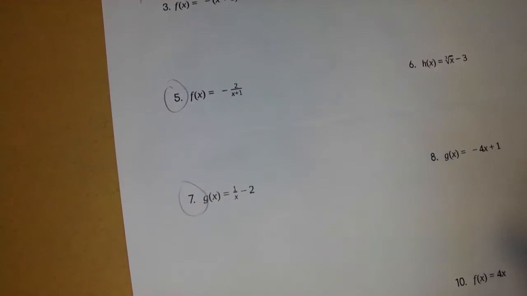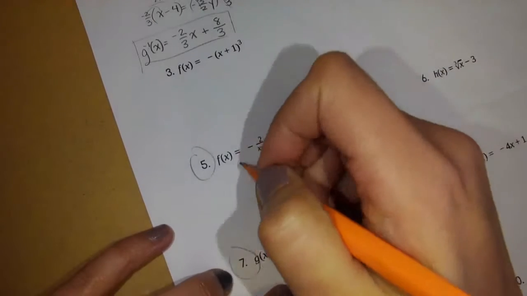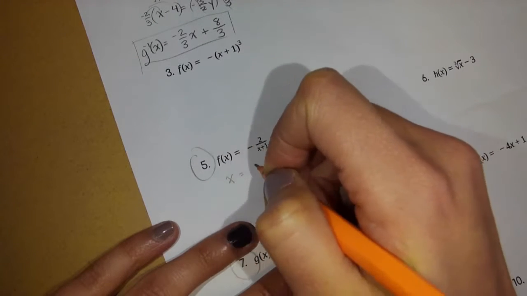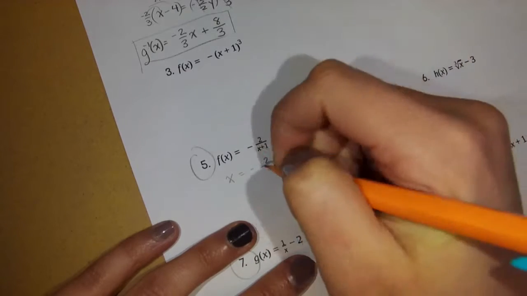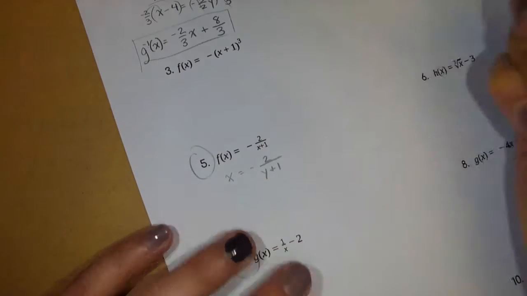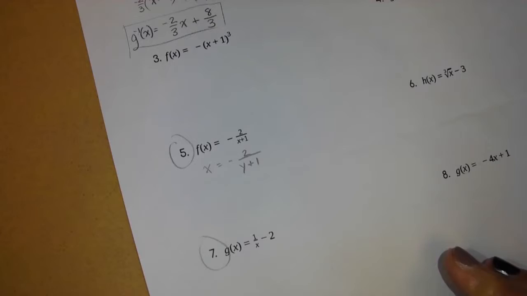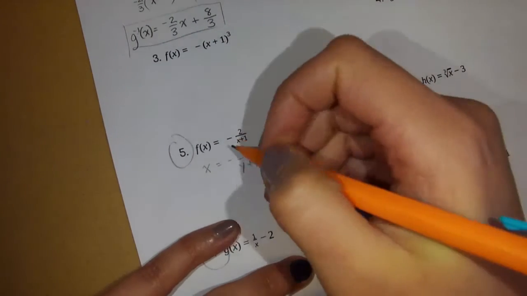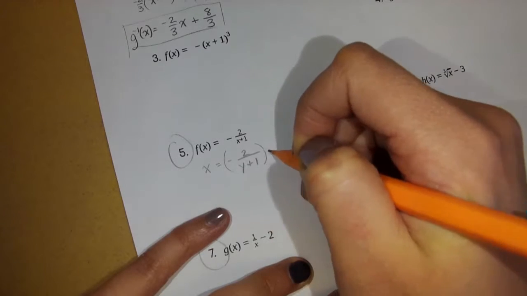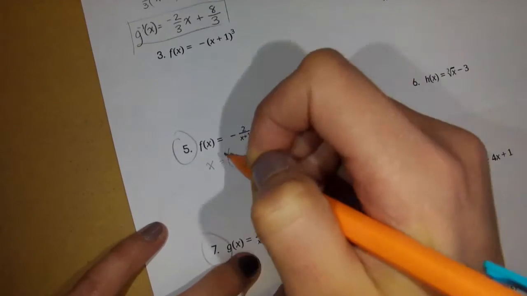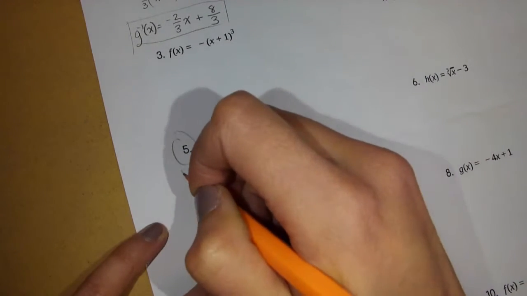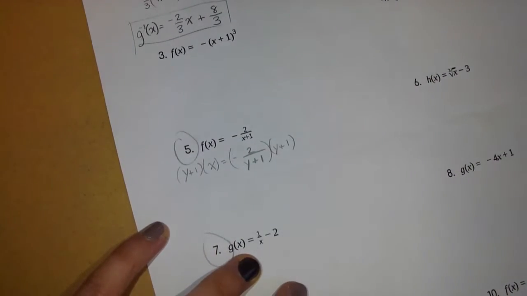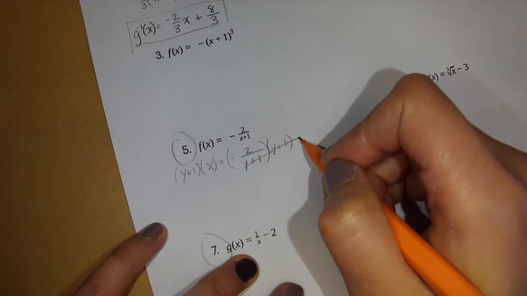We're going to take a look at number 5 here. This is the same thing as y, so I'm going to make it x and make it negative 2 over y plus 1. What I'm going to do here is multiply by y plus 1 on both sides. This way I can get rid of the denominator with y in the denominator. So it cancels out over here.